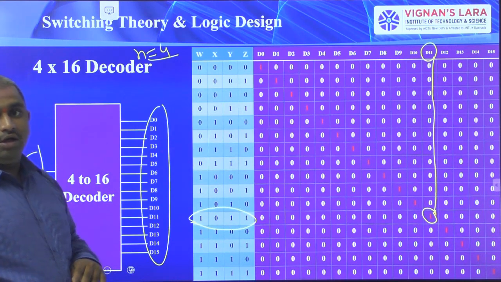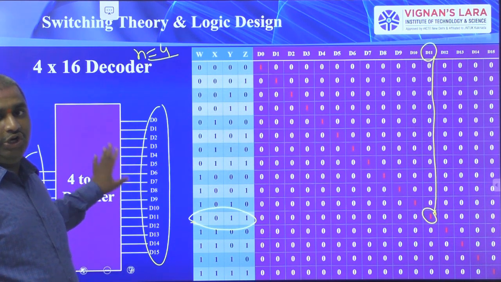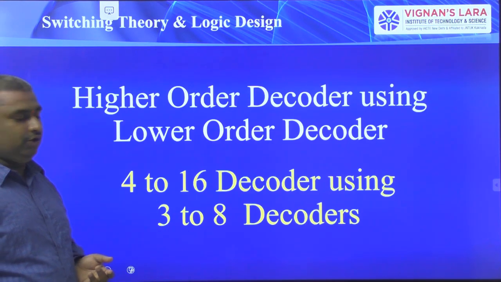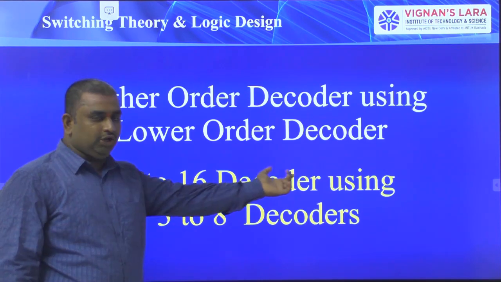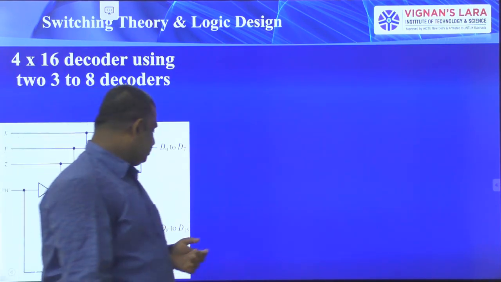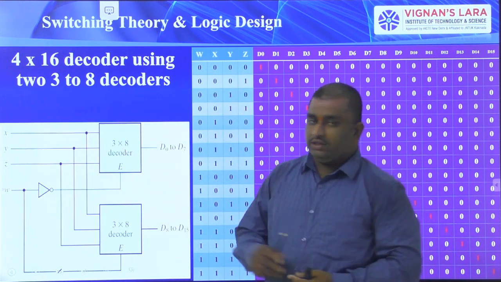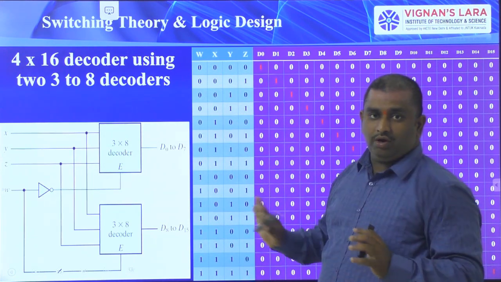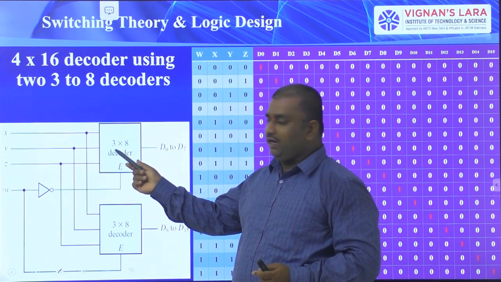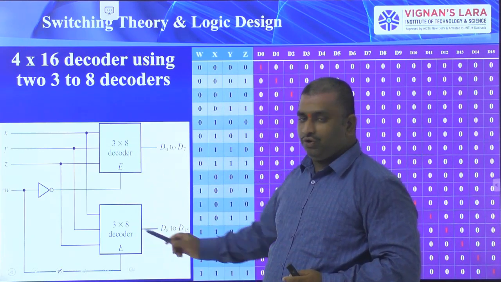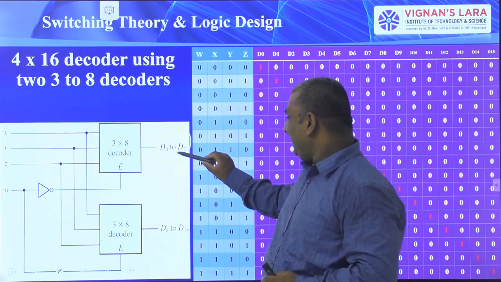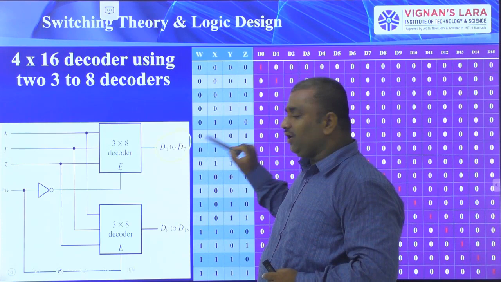Now, 4 to 16 decoder implementation by using lower order decoders. So see here, 4 to 16 decoder using 3 to 8 decoders. First we will see 3 to 8 decoders. This is the same table, we have not changed this table. Coming to here, I have used a 3 to 8 decoder. I have represented the output as a single line, but it is not a single line. It consists of D0 to D7.